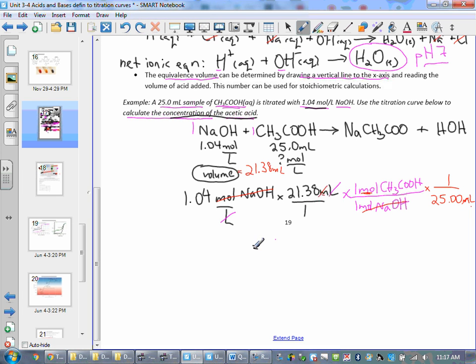So Sydney got, I don't know if anyone agrees with me, but that's what I got. 0.889 moles over liters, and that's of our acetic acid.